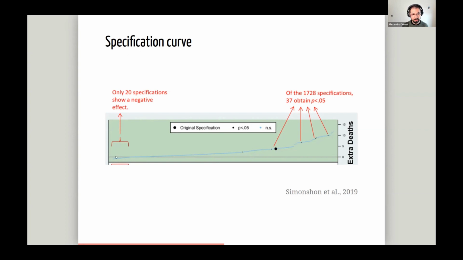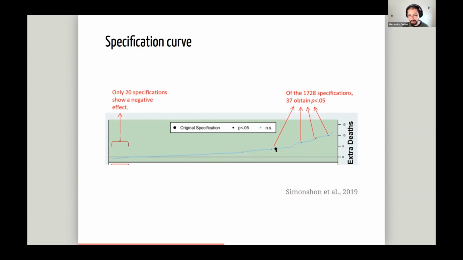So the relationship between the gender and the number of extra deaths due to the hurricane. And we see that this line here is 0, so this means there's no effect. We see most of the analyses show a positive relationship between the gender or femininity of the name and the number of deaths, although there are some that are negative. These are only 20 out of 1,700, so they could be due to chance. Then the black dots are those that are actually statistically significant. So we see that out of all of these models, only 37 of them are significant. The vast majority of them are not significant, so they're blue, meaning they're not significant.